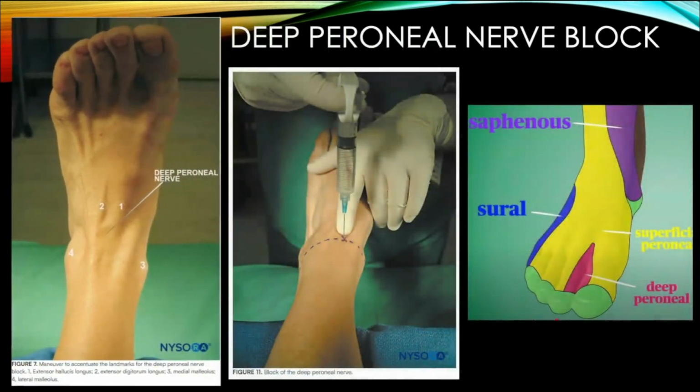This picture shows how we block the deep peroneal nerve, where we inject lateral to the extensor hallucis longus.